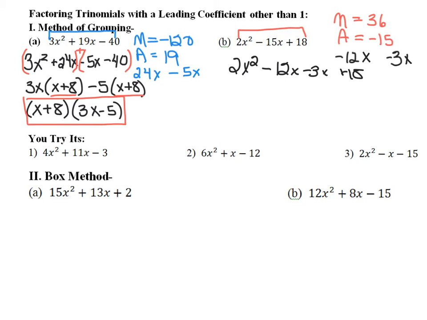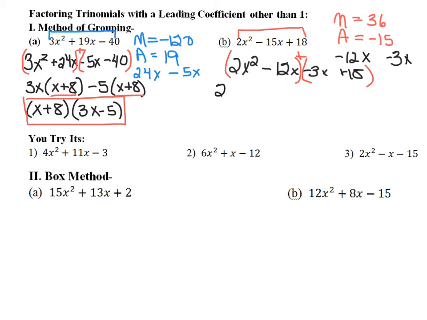So again, what I'm doing is breaking apart that middle term of negative 15x to try to figure out what two things would have added together to give me that negative 15x. Go ahead and put in your parentheses for the grouping. Make sure you put a plus between them.